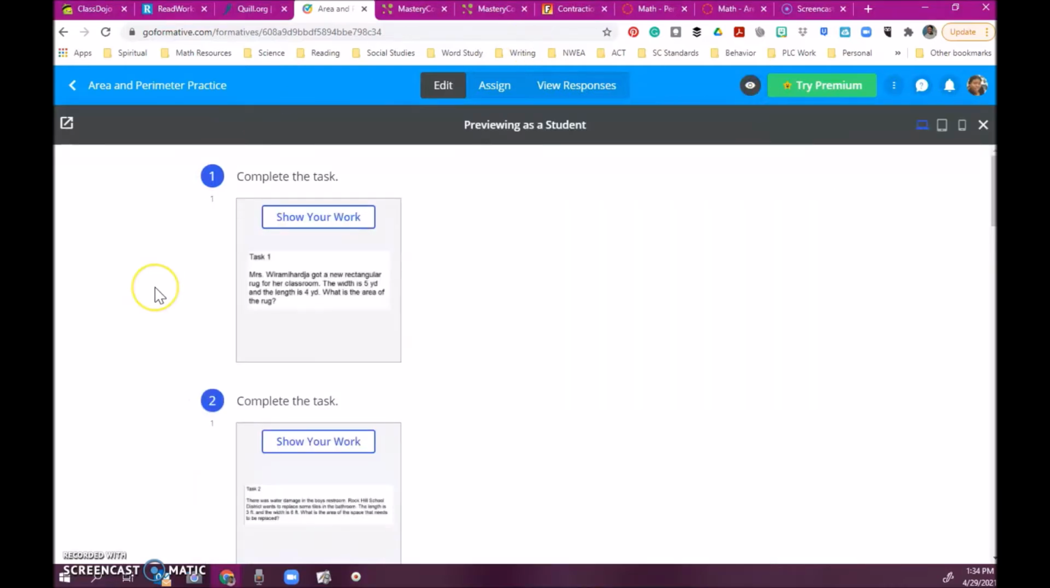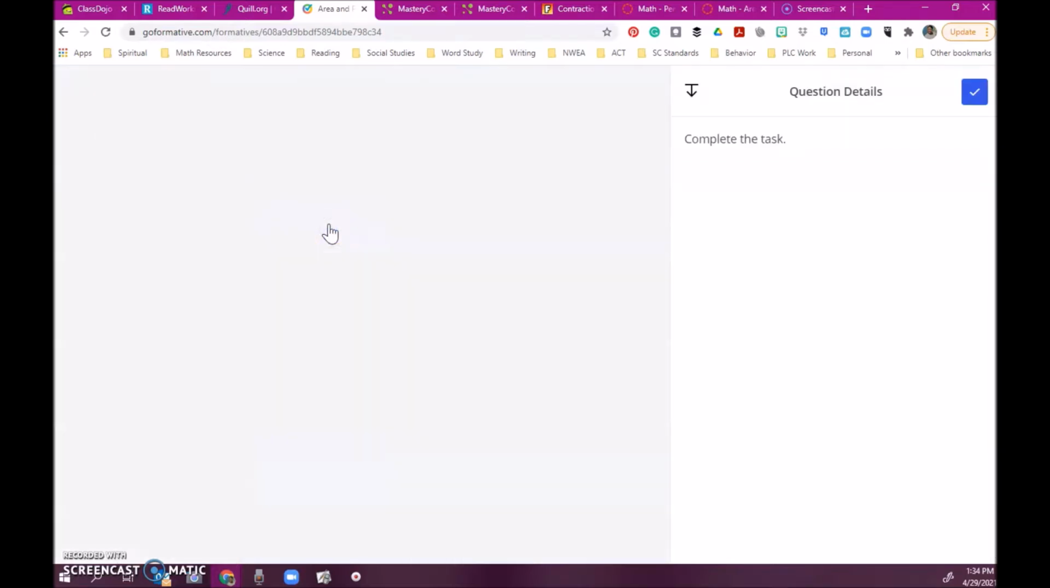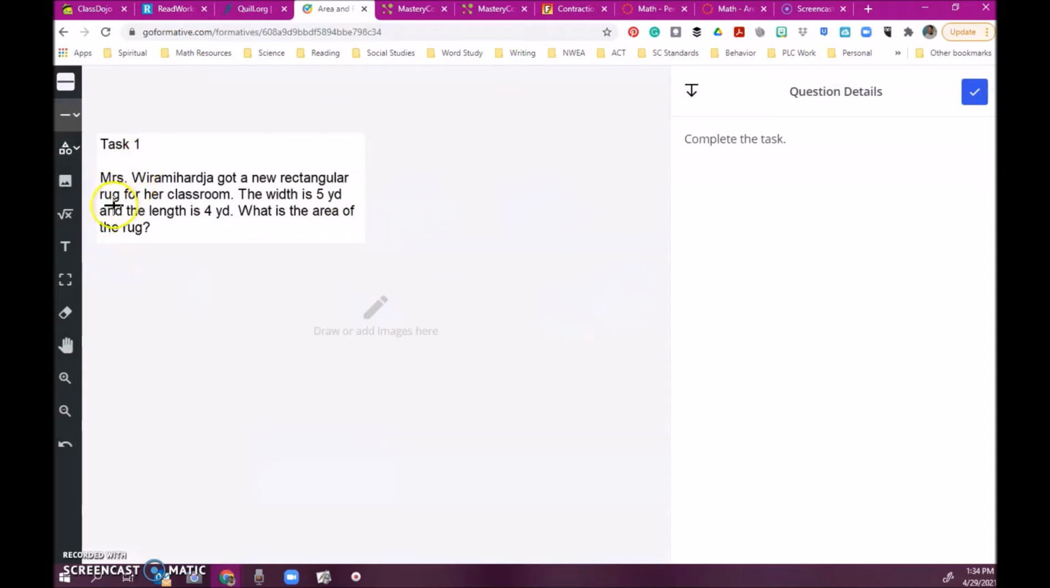So I'm going to start off with number 1, and going into GoFormative, this is how it shows up for you. So I'm going to click on Show Your Work, and here is Task 1. Task 1 says Mrs. Wimmer-Hodger got a new rectangular rug for her classroom. The width is 5 yards and the length is 4 yards. What is the area of the rug?